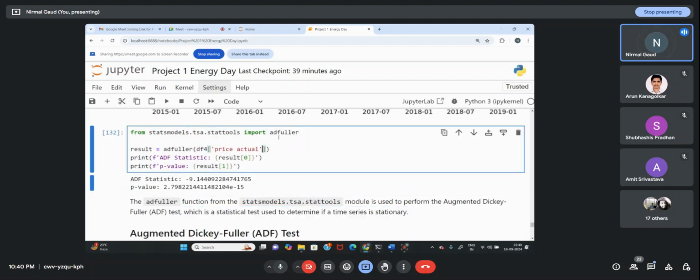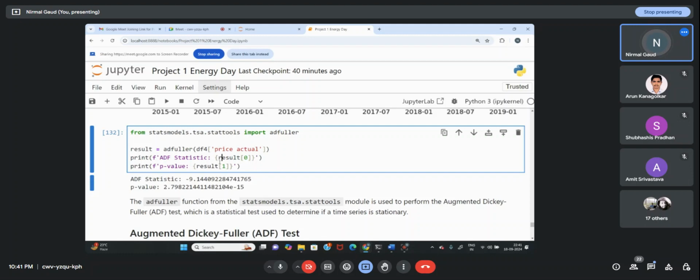The ADF test is present in statsmodels only. You put your price data in ADF and print the results in the form of statistic and p-value. The p-value is the probability value, and this is the test statistic. Statistic and probability, all these concepts come under hypothesis testing in statistics. When I teach machine learning, I cover hypothesis testing in statistics.